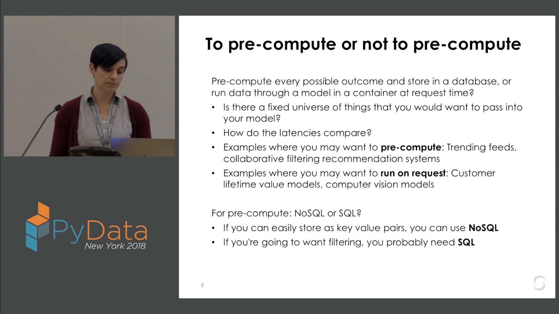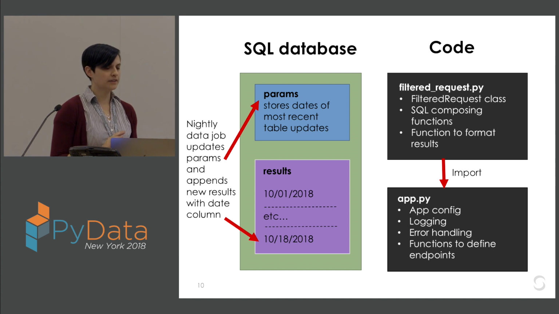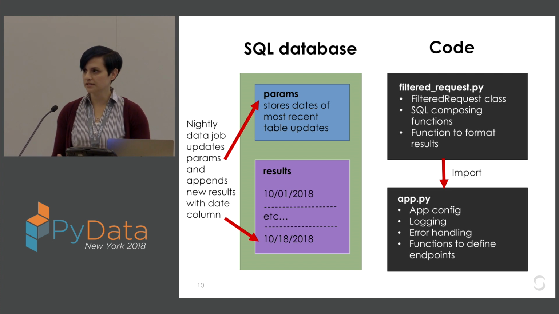NoSQL databases can be great if you can easily store everything as key value pairs. But if there's any kind of filtering that you're going to want to do, you really want to put things in a SQL database. So I'm going to walk through now for the next 15 minutes some examples of these tips and tricks for building a production system in Flask.